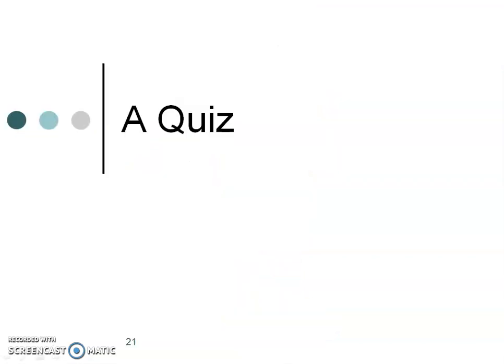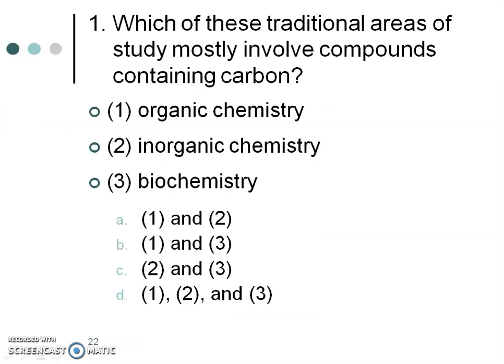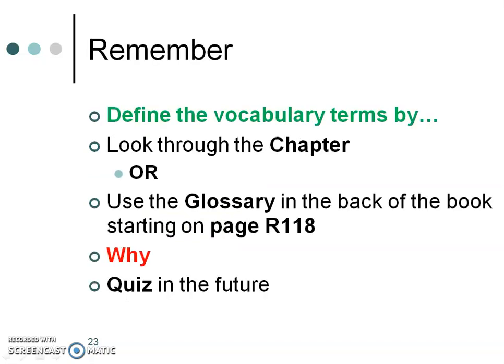So a short quiz, see how much you remember just from writing in those notes. Pause, see if you can come up with an answer. Hopefully you got 1 and 2. And at this point, if this doesn't make sense, you can either rewind, look back in your notes, or ask me questions in class. So remember to go back and make sure to look at those vocab words and define those terms. Again, looking through the chapter or going through the glossary.